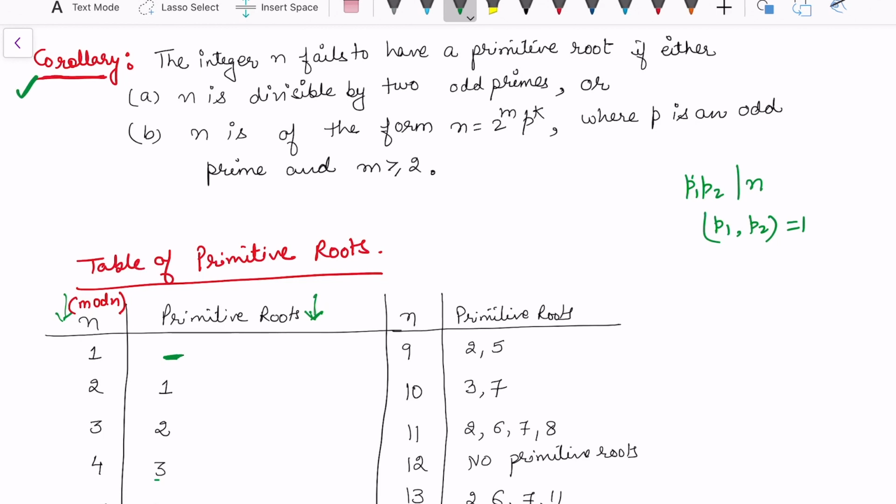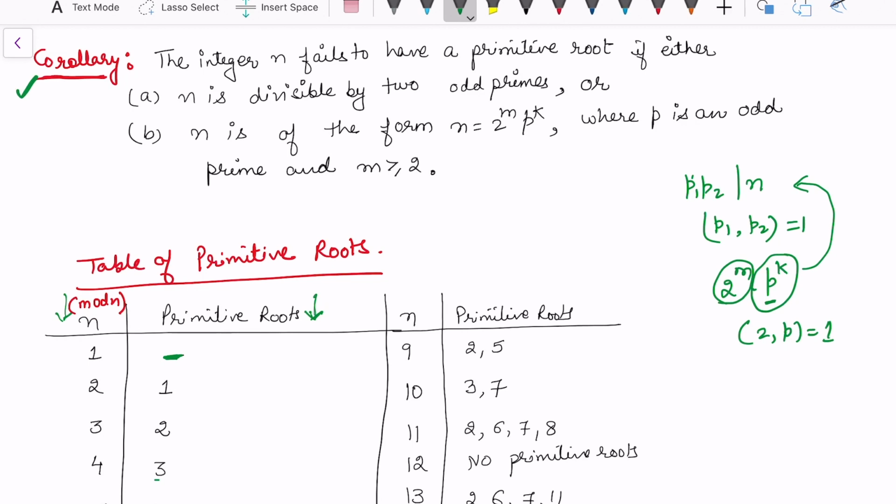And the second case says that n is of the form 2 to the power m into p to the power k. Again, because p is odd, the GCD of 2 and p is equal to 1, and we are taking the product of such primes. So theorem 2 again will fall in the picture, and hence it will not have a primitive root.